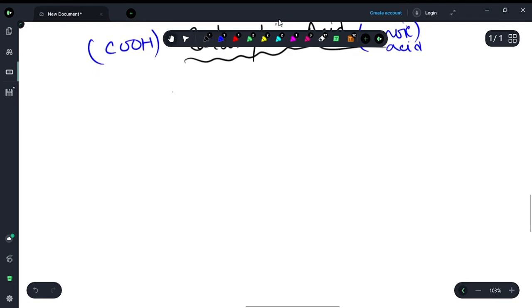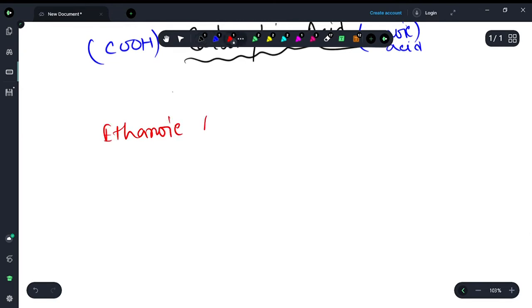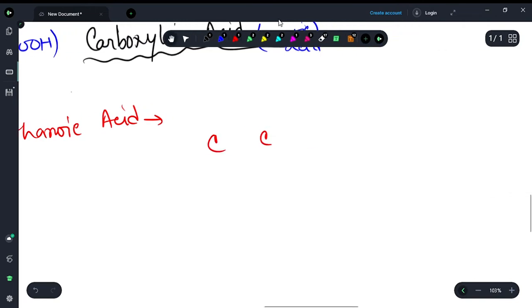So let's first say ethanoic acid. It's anoic acid. So we know eth, so there will be two carbons. So I got two carbons.